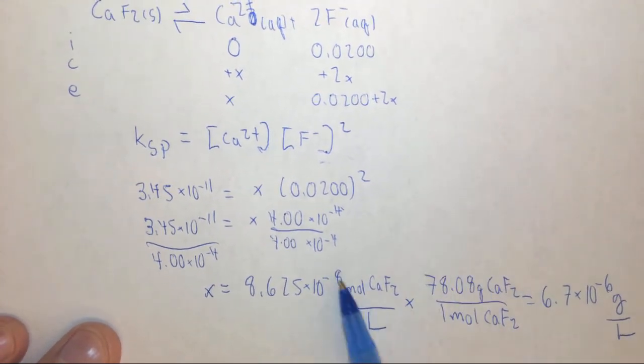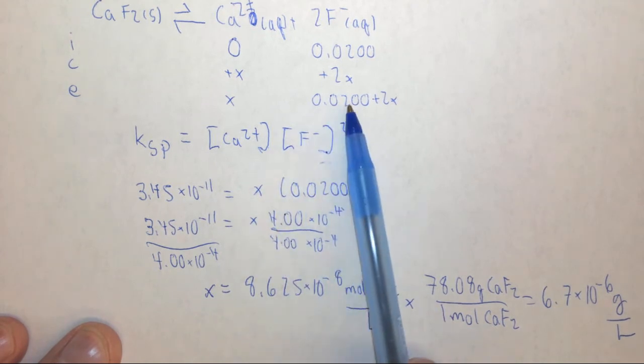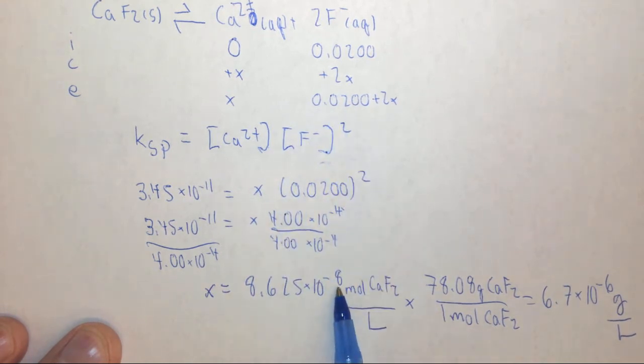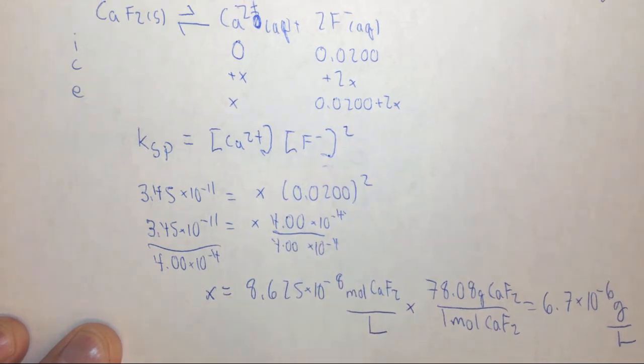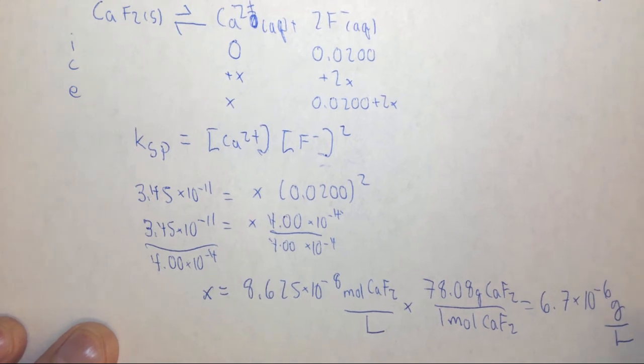We should also double check that this is less than 5% of this. Well, this is 0.02, this is times 10 to the minus 8, it's way less than 5%, right? This is 10 to the minus 2, this is 10 to the minus 8, it's like a million times smaller, so it's definitely less than 5%.